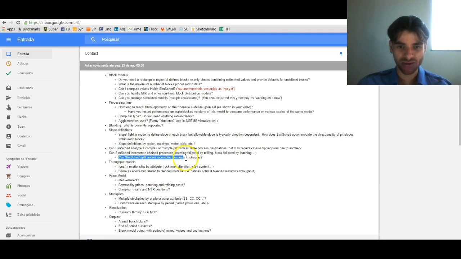Can it split and recombine tonnages on strings? So we would need to go deeper into the same discussion that I have mentioned here. We can get there at some point.